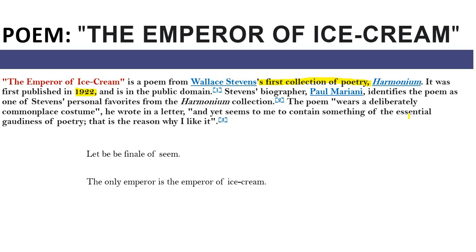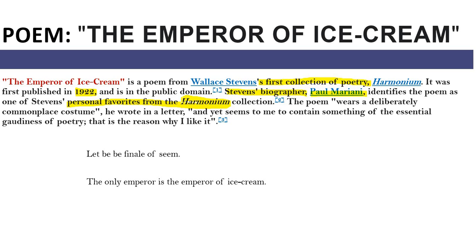One more thing that I would like to add in this information, that who is the biographer of Wallace Stevens. Then you can write down the name of Paul Mariani, who is the biographer and also identifies the poem as one of Stevens' personal favorites. ये बात ध्यान रखिएगा कि it was a personal favorite from the Harmonium. जो हारमोनियम का कलेक्शन था, हर एक राइटर का अपना कुछ ना कुछ फेवरेट होता है, तो this poem was a personal favorite of Wallace Stevens.